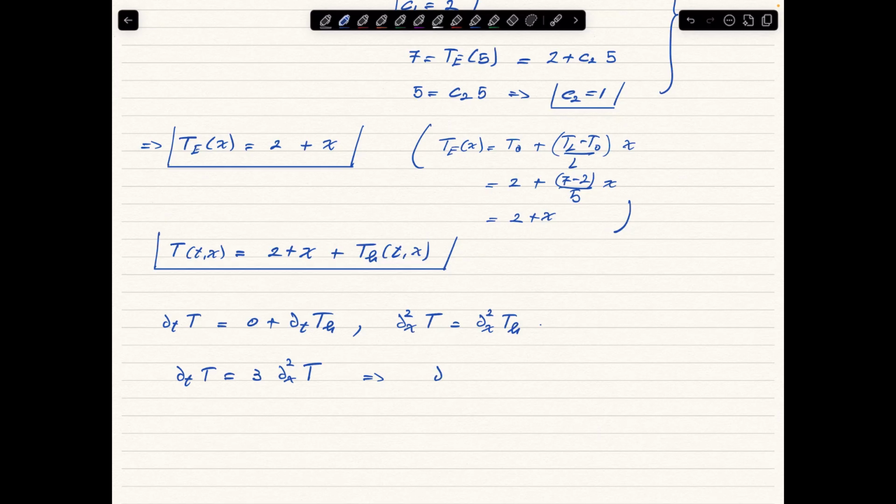Let's put it here: dt of TH is 3 dx twice of TH. Okay, it satisfies the same heat equation. And now, what are the boundary conditions?